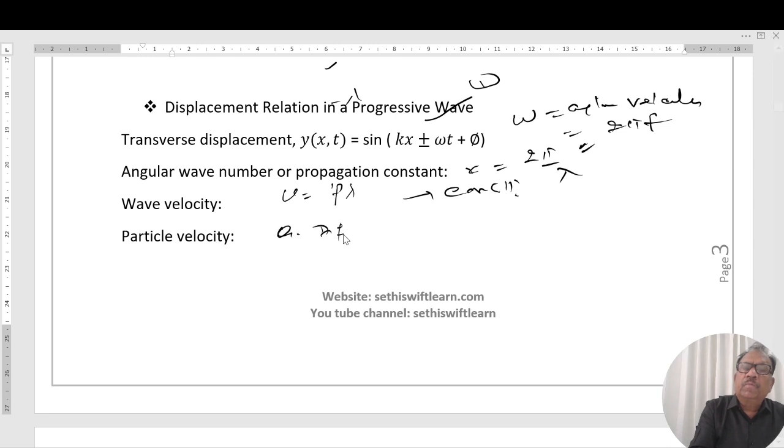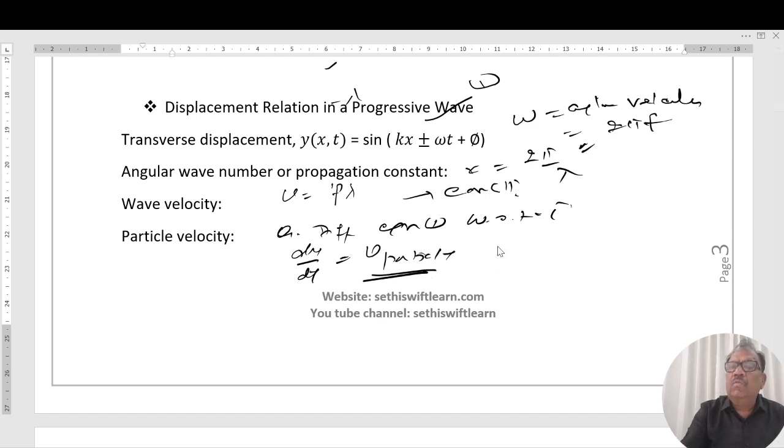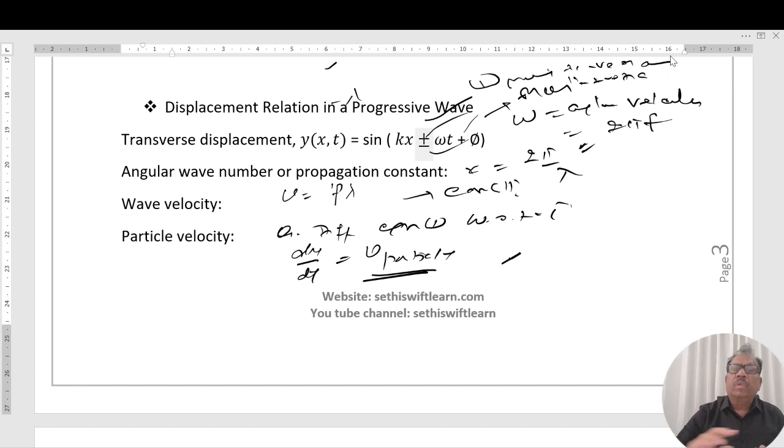Particle velocity: on differentiation of equation 1 with respect to t, we get dy by dt. This is the particle velocity. It depends on all the factors as given in the expression. This is the equation of a plane progressive wave. Minus sign means moving in the positive x direction, plus sign means moving in the negative x direction. Right? Next.